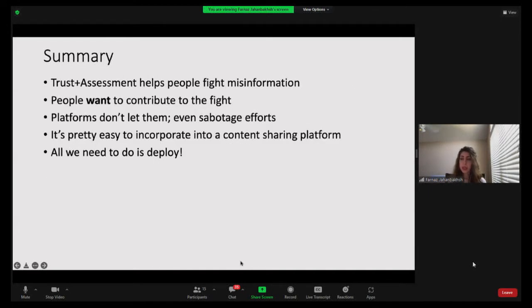So in summary, capturing assessments and trust relationships as structured metadata can empower users in their fight against misinformation. And from both the survey and the user study, we determined that people want to contribute to this fight, and they are actually already doing so. It's just that their efforts are not supported by the platforms and even sometimes undermined by them. And we also showed that it's kind of easy to incorporate these affordances in any social media platform, as we did.